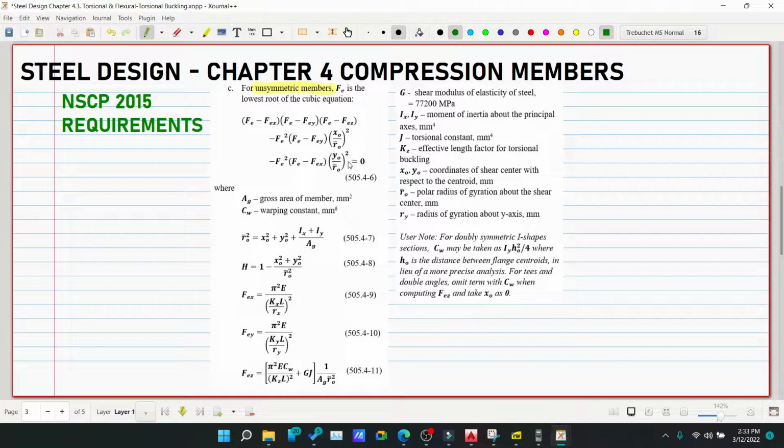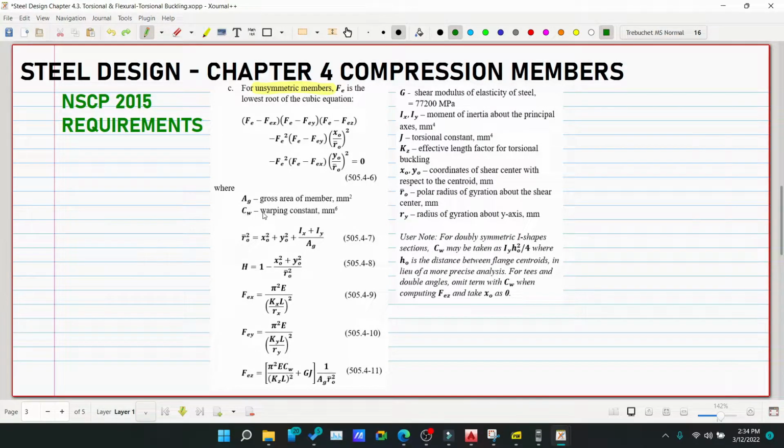So, ibig sabihin, ito, naka-square siya eh. So, since naka-square to, tapos mamultiply pa natin dito, so, cube root na yan. Hindi ba? So, naka-raise na yan sa 3. So, ibig sabihin, tatlo yung makukuha natin ng FE rito. Okay, so yung pinaka-maliit daw na root ng FE, yun yung kukunin natin na FE. Okay? So, sa lahat ng mga napag-usapan nating equation, ito yung mga notations nila or meaning.